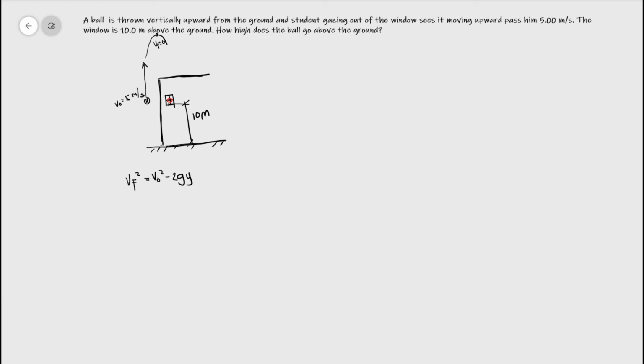Okay, since the final velocity at the maximum height of the ball is equal to 0, we have 0 equal to the initial velocity of the ball, that is 5 squared, minus 2 times 9.81, and now we're looking for the value of y. Say this is our y. Solving for y, y is equal to 5 squared all over 2 times 9.81.